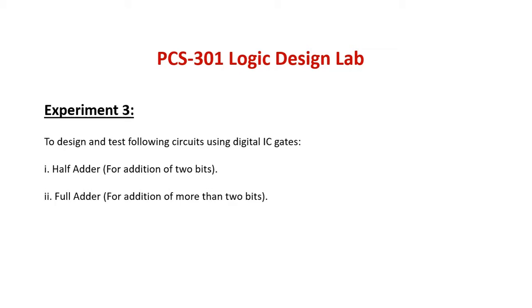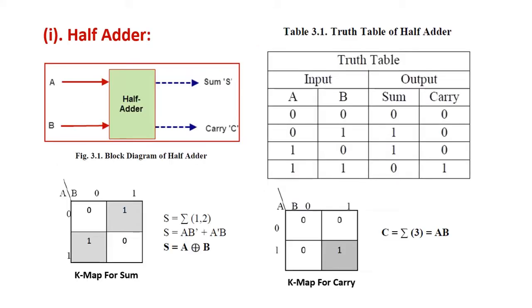Hello everyone. Today we will discuss and perform experiment 3 on hardware. So we have to design and test the half adder circuit and full adder circuit using digital IC gates. Half adder circuit we know is used for addition of 2 bits, while full adder circuit is used for addition of more than 2 bits.